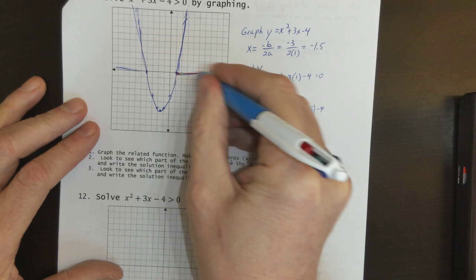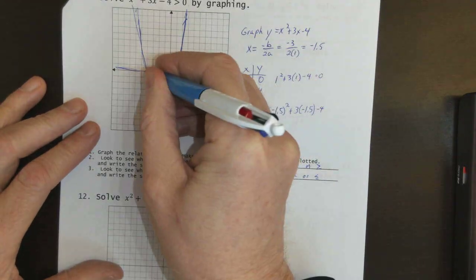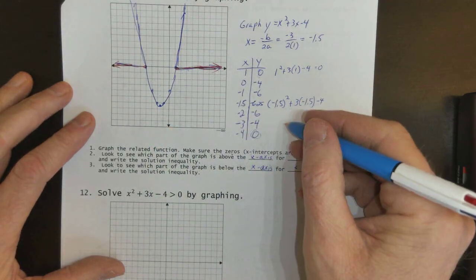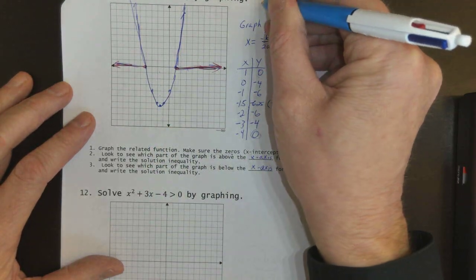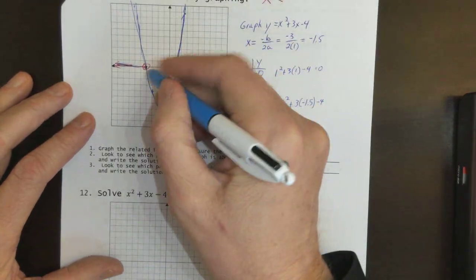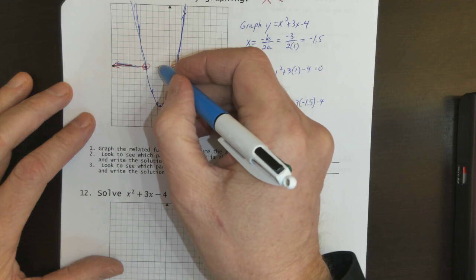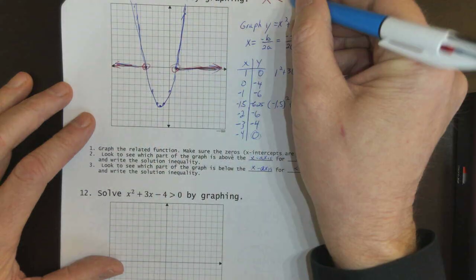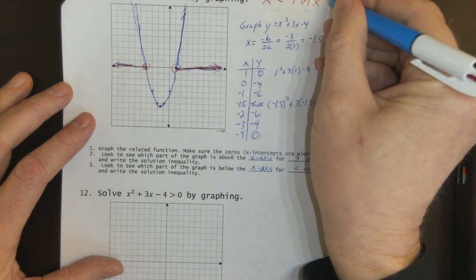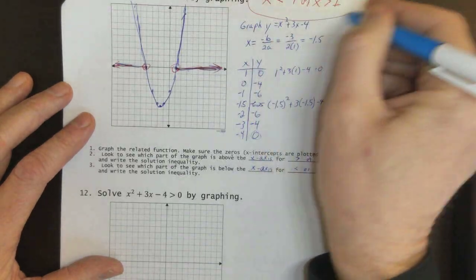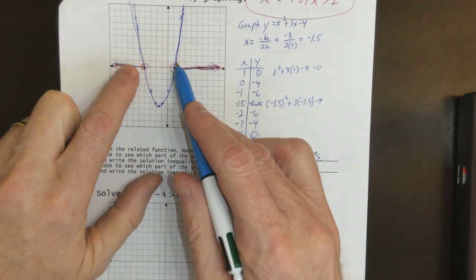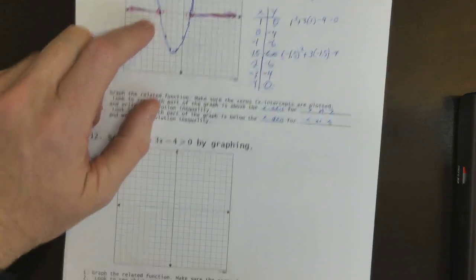So my solutions, final answer, x is less than, these would be open circles here, negative 4. So x is less than negative 4, or x is greater than 1. Those are the solutions when we look at the part of the graph that's above.